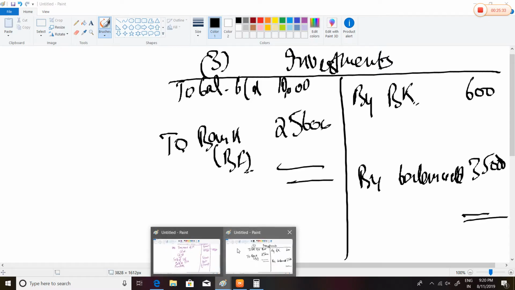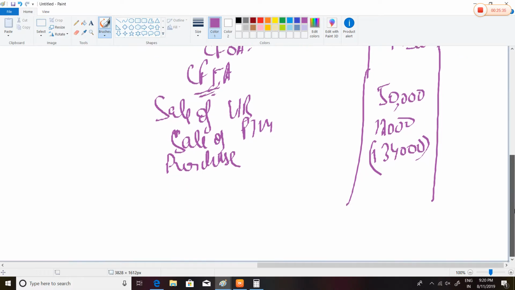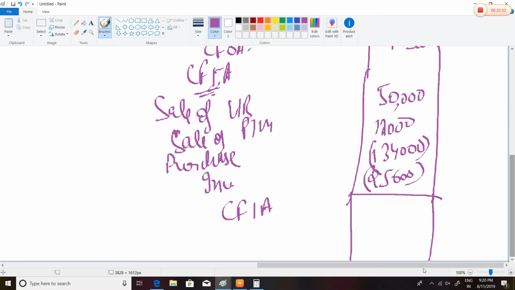It's also completed here. 25,600. Purchase of investment. 25,600 subtract. The amount here will be CFIA. Sixty-two thousand minus 1,55,600. It shall be 93,600 approximately.